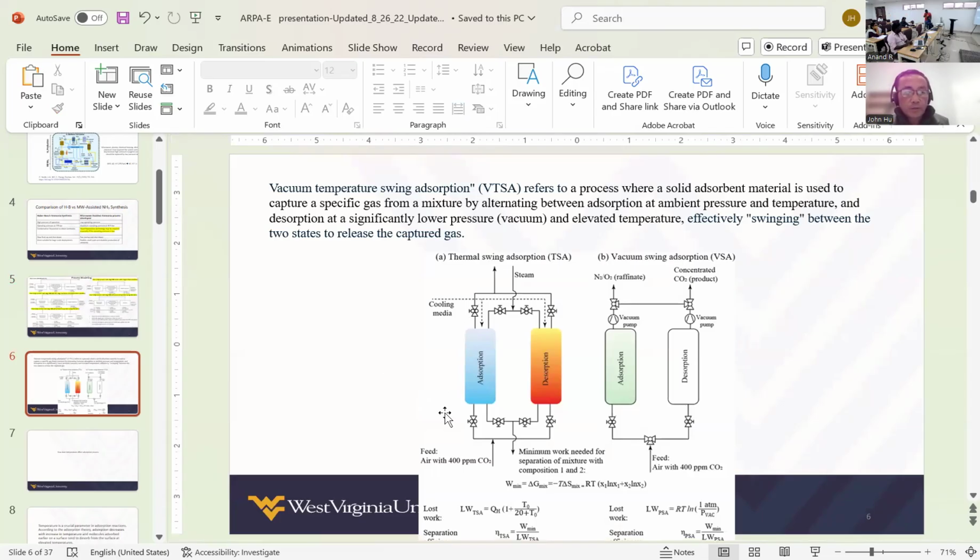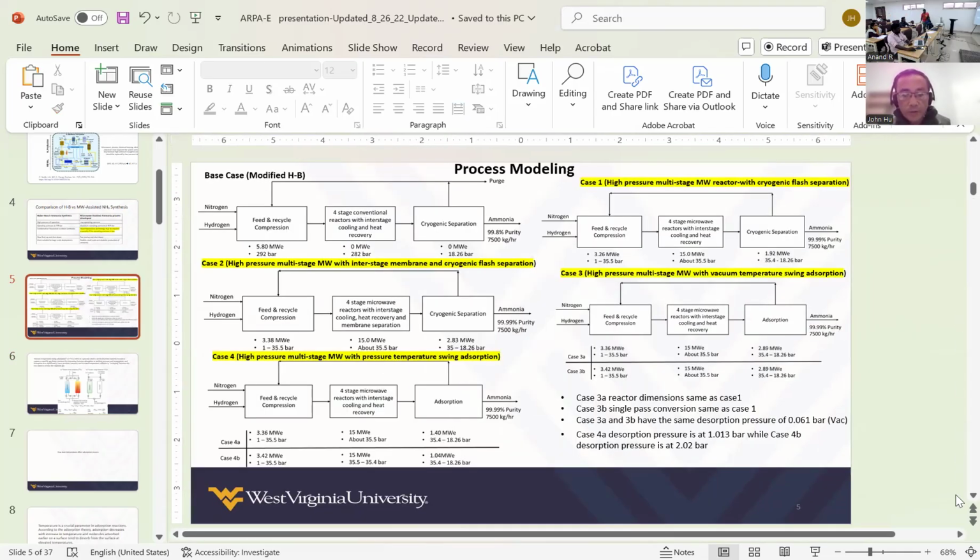Okay, so let me see if I have anything else. All right, so basically, look at this highlight. Case one, case two, case three, case four. The downstream separation is different from the Haber-Bosch base case in all of them. That's number one. Number two, the difference is the reactor pressure. For the Haber-Bosch reactor, we chose 282 bar, and the other reactors are 35 bar. Okay, make sense? Yes, sir. And case four, we break down into 4A, 4B. That's the detail.